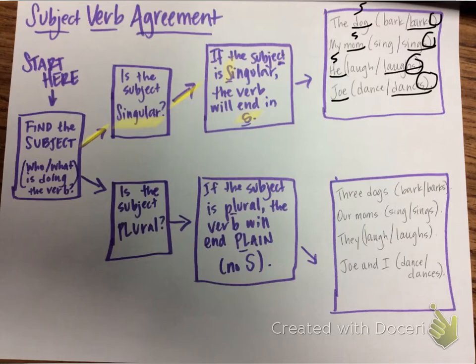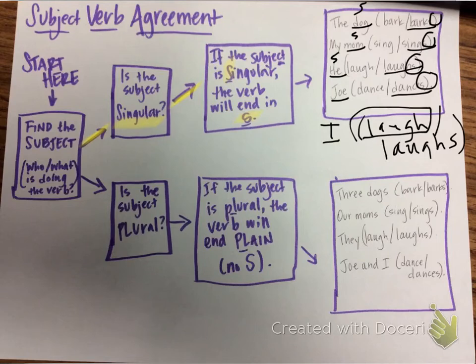The only time that this is really not going to work out for you, one of the only times, is if the subject is I, like I laugh or laughs. Even though I am singular, I still just laugh. Okay? So don't be confused by that.